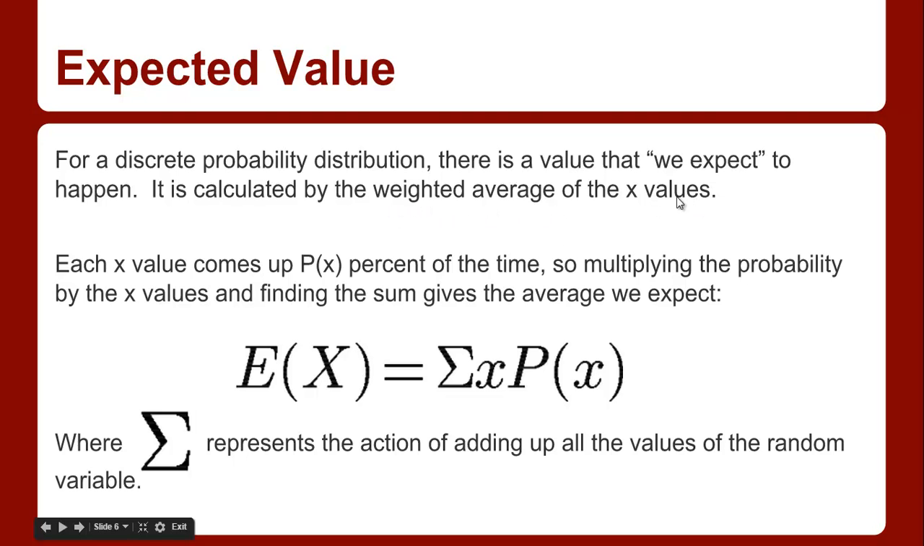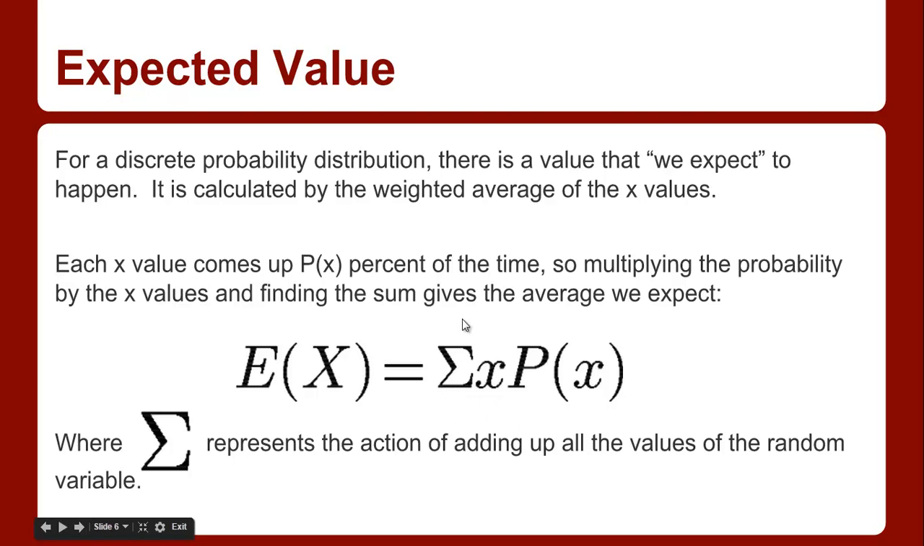This weighted average thing we're going to come back to, and we're going to tackle that on its own. But basically what we're doing is we're calculating the average. Much like we did in class, we spun the spinner a whole bunch of times, we calculated the average. That's exactly what we're going to do here, and I'll try to help you understand that. And that's going to be one of our mastery learning targets, is just the weighted average. Each x value comes up P of x percent of the time, so multiplying the probability by the x values and finding the sum gives us the average we expect.